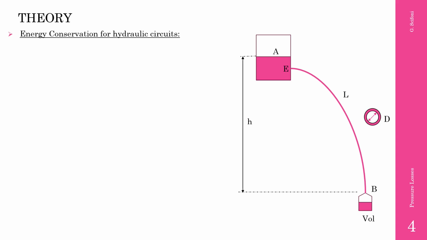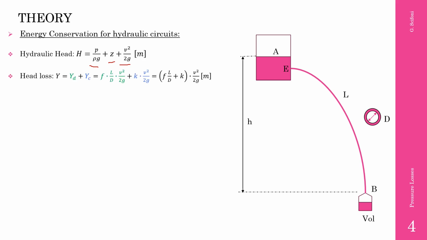The theory says that the hydraulic head within a circuit stays constant if there are no losses. The hydraulic head is a sum of three parts: the pressure, the geodetic and the kinetic part. The head losses, capital Y, have two parts instead. One is the distributed losses and one is the concentrated losses. Both depend upon velocity squared.